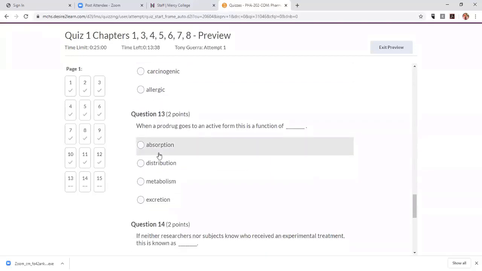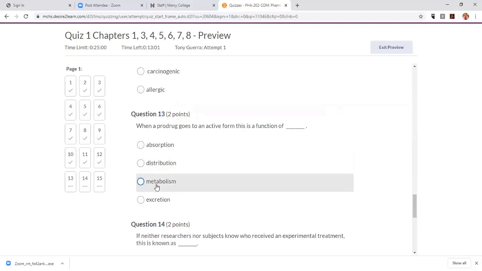When a prodrug goes to an active form, this is a function of absorption, distribution, metabolism, or excretion. So a prodrug, maybe we have to look it up, 13 minutes. Prodrug is before a drug, and what it's really saying is what makes something go from before the drug to the drug. Is it absorption? Well, if you absorb a prodrug, you still have a prodrug. If you distribute a prodrug, you've still distributed a prodrug. You still haven't converted it into its next form.